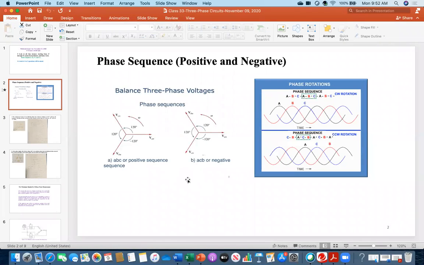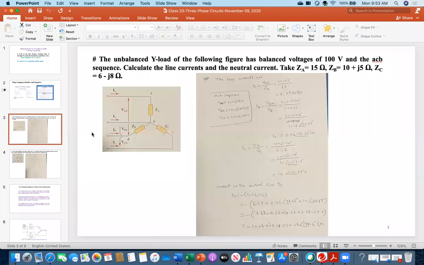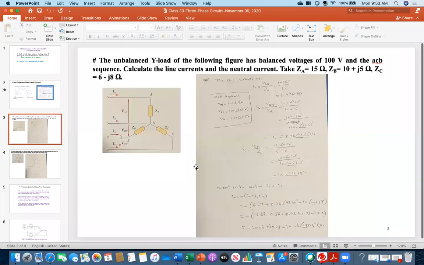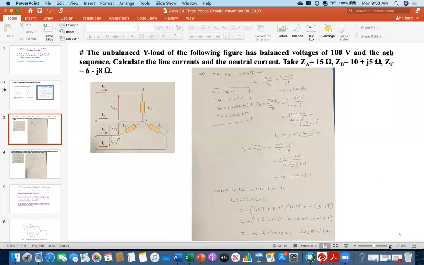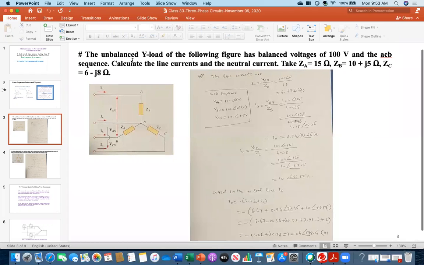Okay, so now moving forward, some numerical example. Everybody see this example. Let me make it a little bit bigger. The unbalanced Y load of the following figure has balanced voltages of 100 volt and the ACB sequence. You see right now the phase sequence is ACB, it is not ABC. Calculate the line currents and the neutral current. Take ZA 15, ZB 10 plus j5, and ZC 6 minus j8.